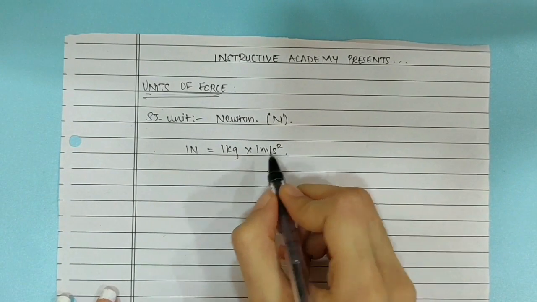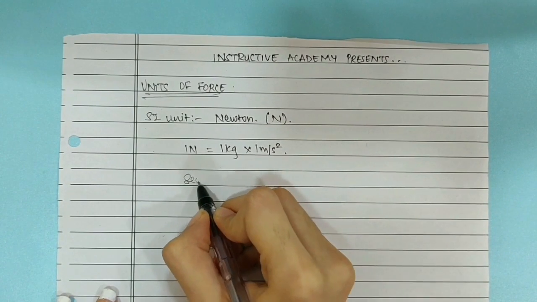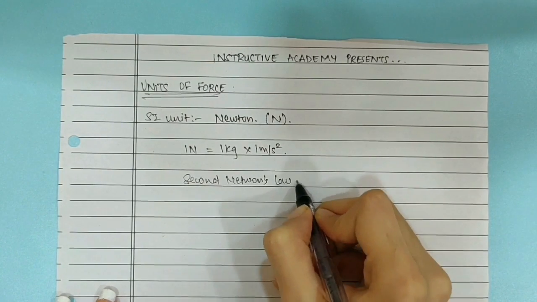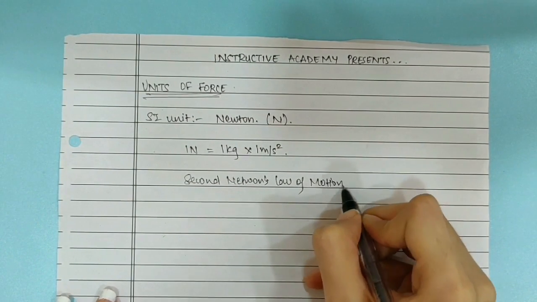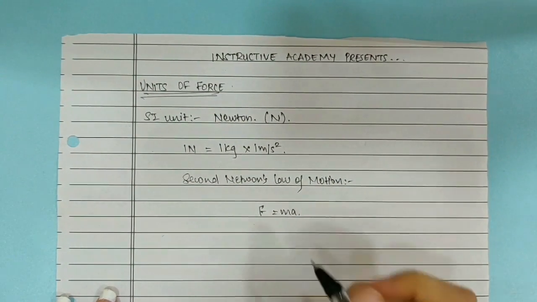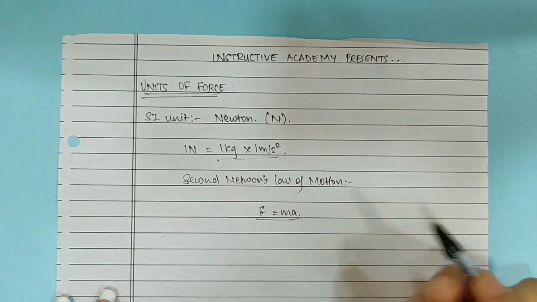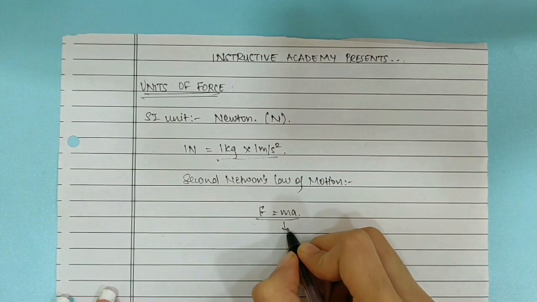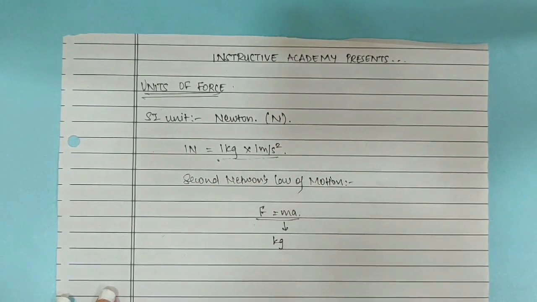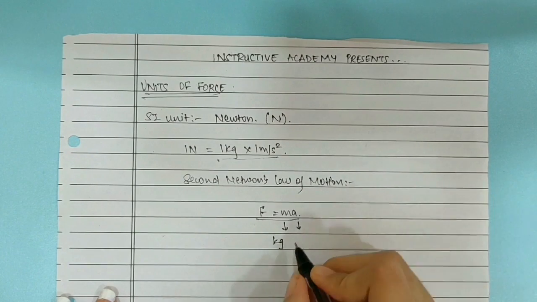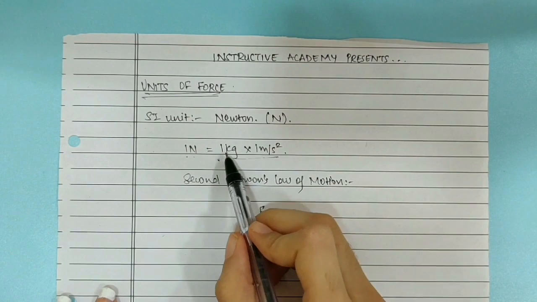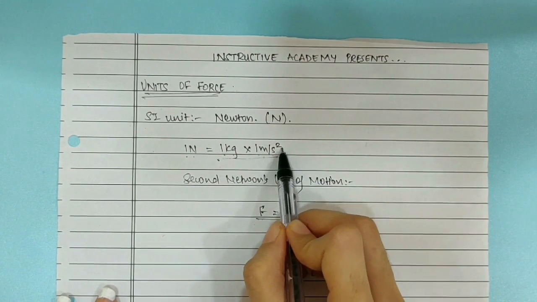Now you'll wonder, where did this come from? In the second law of motion, Newton's second law of motion, we studied a formula, F is equal to ma. This comes from this formula. How? What is the unit of m? M stands for mass, right? So what is the unit of m? The SI unit of m is kg and acceleration is meter per second square. So here 1 Newton is equal to 1 kg into 1 meter per second square.